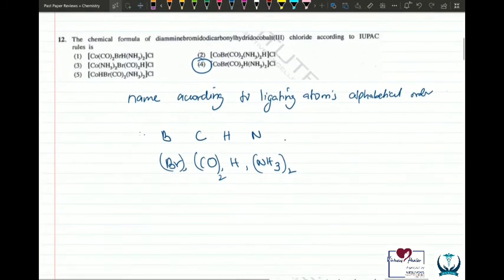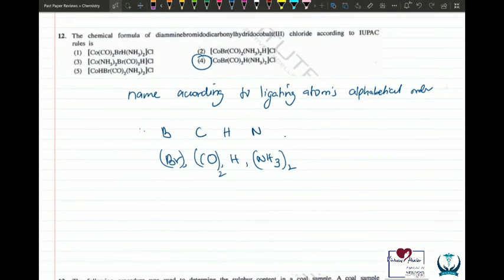Question number 12. The chemical formula of diamminebromidodicarbonylhydridocobalt(III) chloride according to IUPAC rules is. Here we name according to ligating atoms in alphabetical order within the formula. So we have Br, C, H and NH3. For bromine, the ligating atom is Br. For carbonyl, it's C. For hydrogen, it's H. And for amine, it's N. So B, C, H, N should be the order. That order you can see here in number 4.